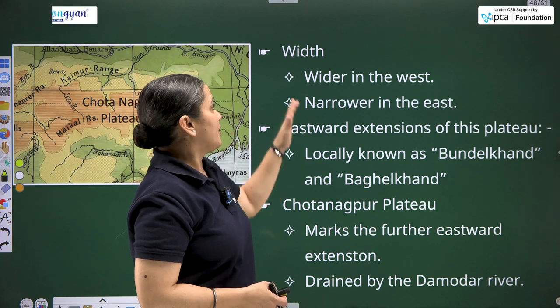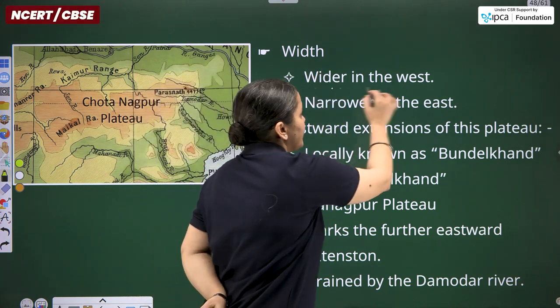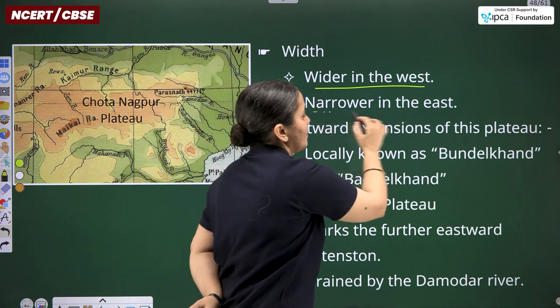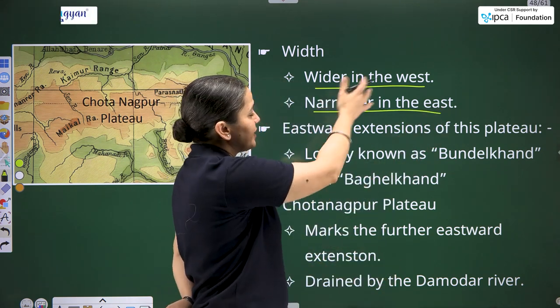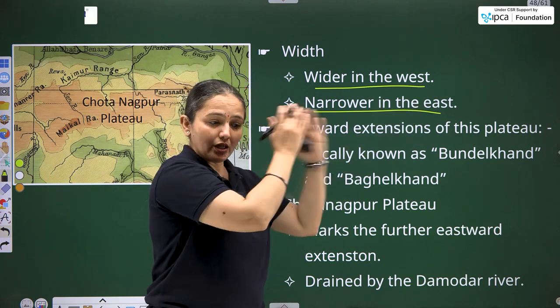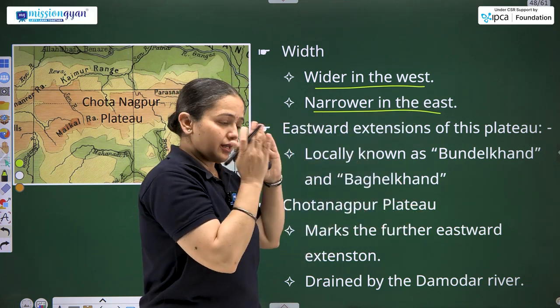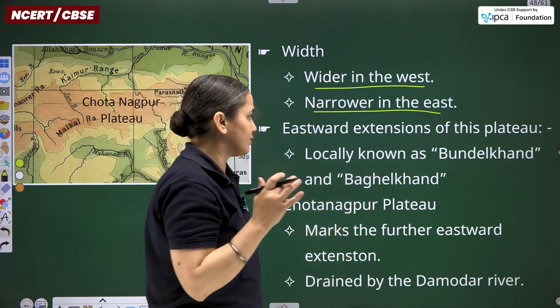Then our part is the width. We are talking about the plateau's width. So it is wider in the west and narrower in the east, because if we talk about the northeastern part, it is lying in a narrow patch itself. It's not the extended part of the landmass.